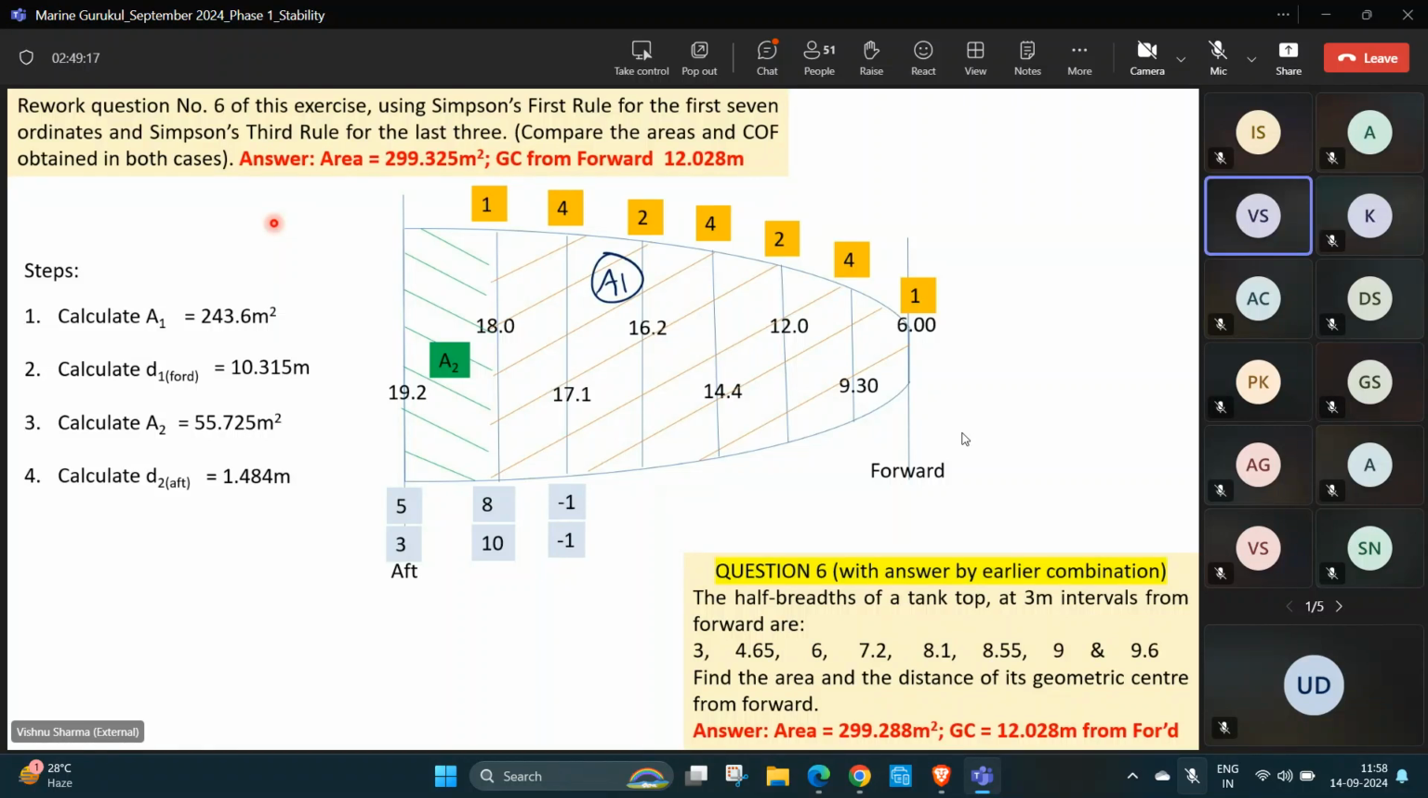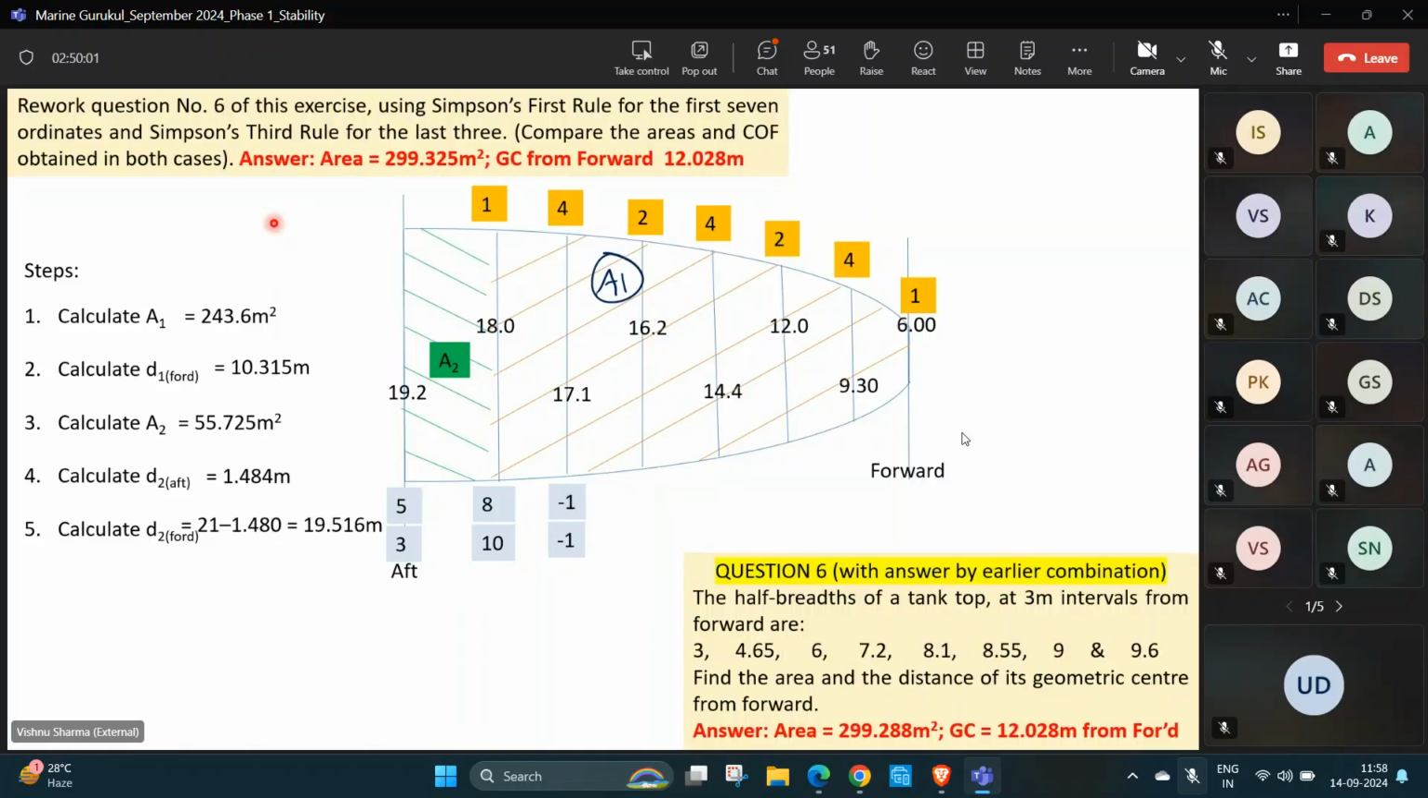Guys, how much is D2 forward now? Convert this to D2 forward. The question is here at the left bottom part. So you can read the question here itself. You don't have to go left, right. How much is D2 forward? Somebody gave me some answer, 19.516. Okay. It will be the length minus D2 aft. Am I right, beta? Length of the tank top minus D2 aft, 19.516.